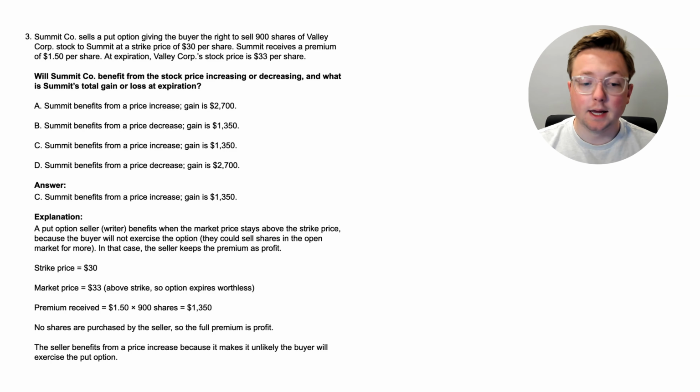So let's think through this. The strike price was $30 for the put option. The market price is $33, which is above strike. So the option expires because they don't want to use the put option to sell stock at $30 when they could be selling it for $33 on the open market. Now, the premium that was received to do all this is $1.50 times 900 shares equaling $1,350.